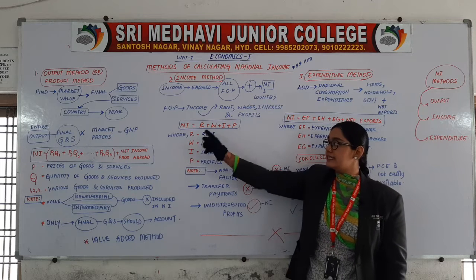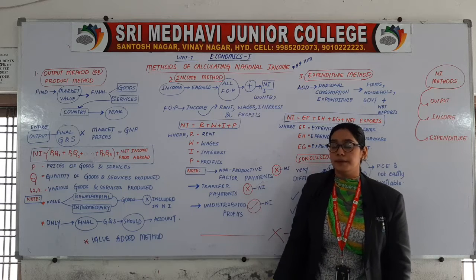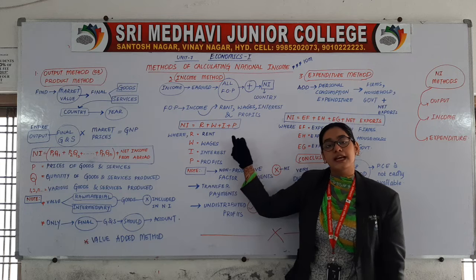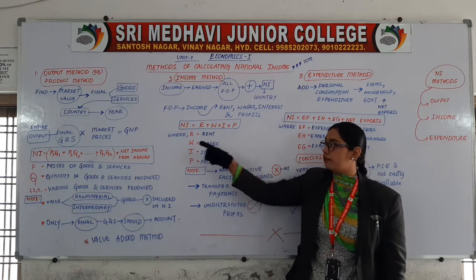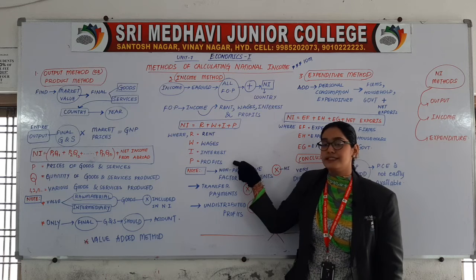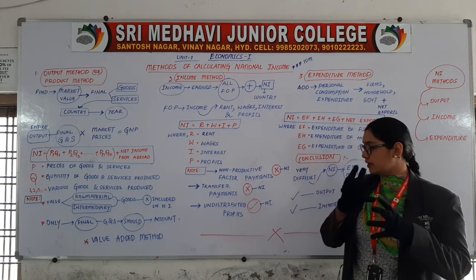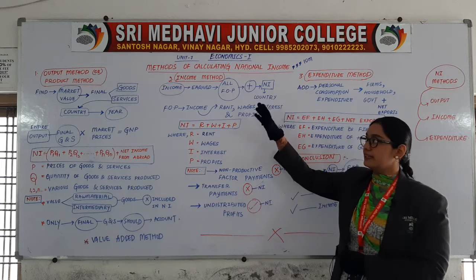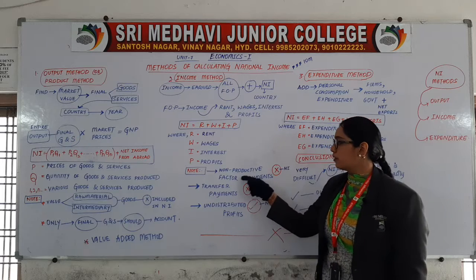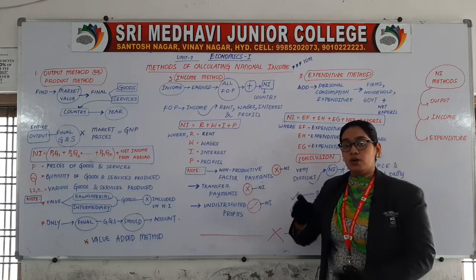Let us see the formula for calculating national income through the income method. NI is equal to R plus W plus I plus P, where R is rent, W is wages, I is interest and P is profits. Note, again we need to keep a few things in mind before calculating national income with this method. What are those? Non-productive factor payments should not be included in national income.